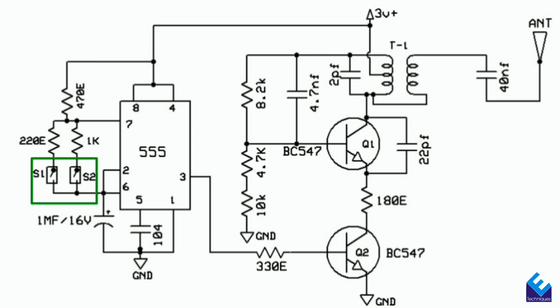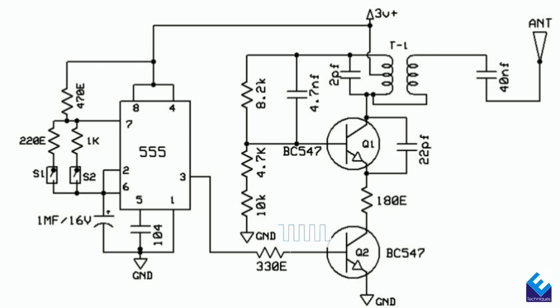There are two switches in the tone generator circuit. The IC produces 250 Hz while pressing switch 1 and 650 Hz while pressing switch 2. While pressing switch 1, the IC will produce a frequency of 250 Hz on its output pin 3, and that pulse reaches the base of the transistor Q2 through the 330 ohm resistor.